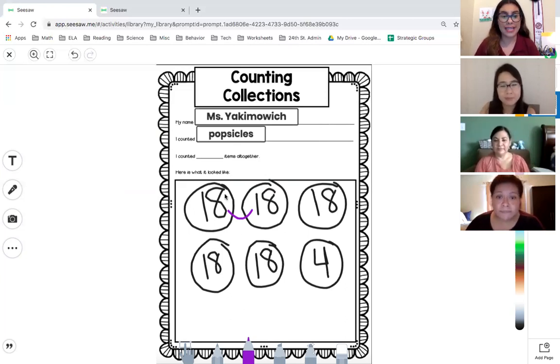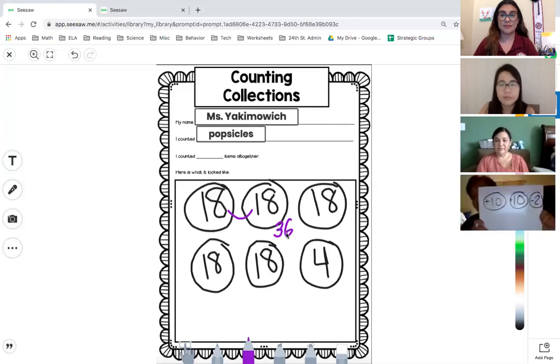So let's try 18. So 18 plus 10 more is 28, plus another 10 more is 38, and then we have to subtract 2. So 38 in my head, 38 minus 2, 38, 37, 36. So 18 plus 18 is 36. Nice. Thank you for that visualization.